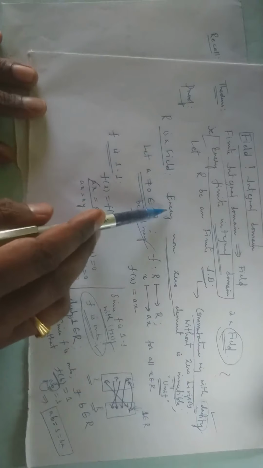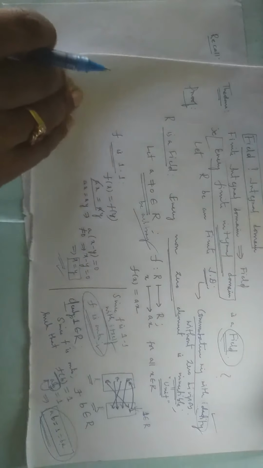If R is a field, I need to show every non-zero element is invertible. I have shown here that every non-zero element is invertible. So that will imply that a finite integral domain is a field. Is it clear?